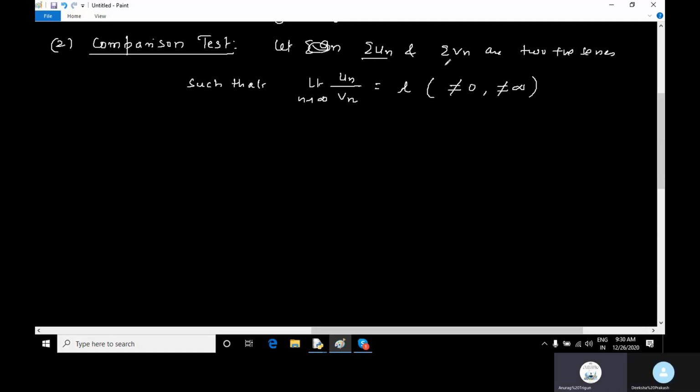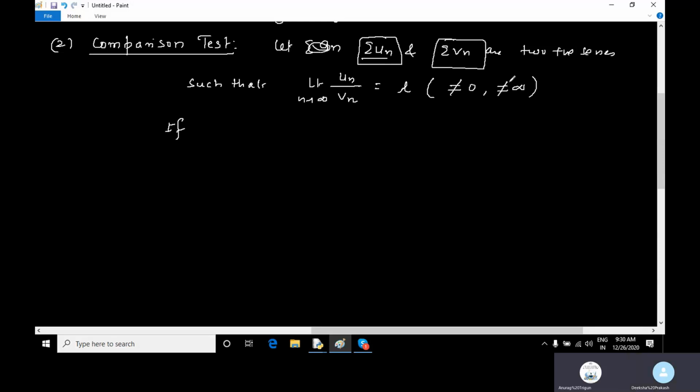So Un and Vn. If you are given two series Un and Vn, you have to find the limit as n tends to infinity and check out the L. L should not come zero, should not come infinity. So Un is the question which is given. Vn we have assumed here actually.